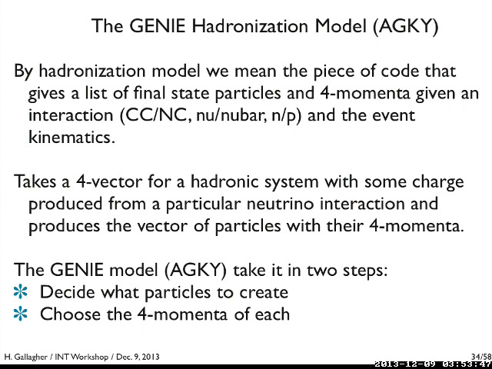When I talk about a hadronization model, I'm basically talking about a piece of code that has the job of taking a four momentum transfer to the nuclear system, or in this case, the nucleon system, a particular boson and target, proton or neutron, and turning that into a set of four vectors for different kinds of particles. It does it in two steps, at least in GENIE. The first part is you decide what particles you're going to create, and then you distribute the momentum and energy that's available to those particles in the hadronic center of mass. So this is a GENIE-focused set of slides here, the next set of slides.